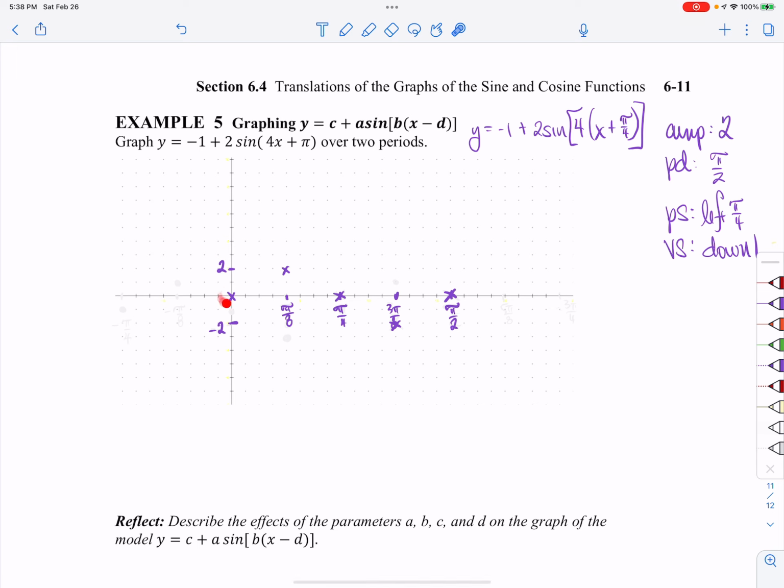So take your first x-intercept, go left 8 blocks, and go down 1 block. For the maximum, go left 8 blocks and go down 1 block. For the x-intercept, left 8 blocks, down 1. For the minimum, left 8, down 1. And lastly, for the x-intercept here, left 8, down 1. I can go ahead and graph that.